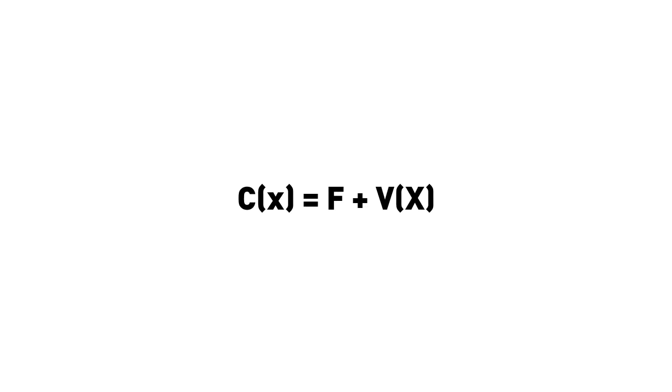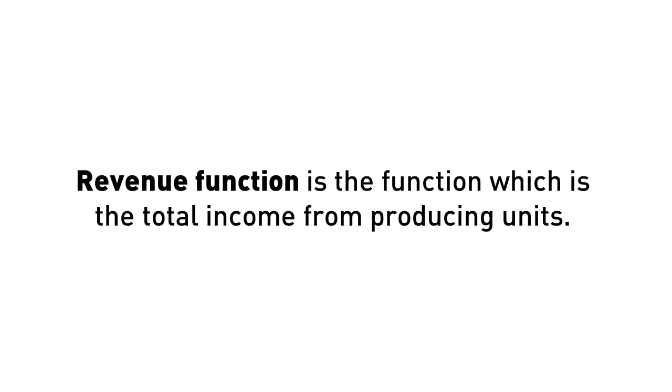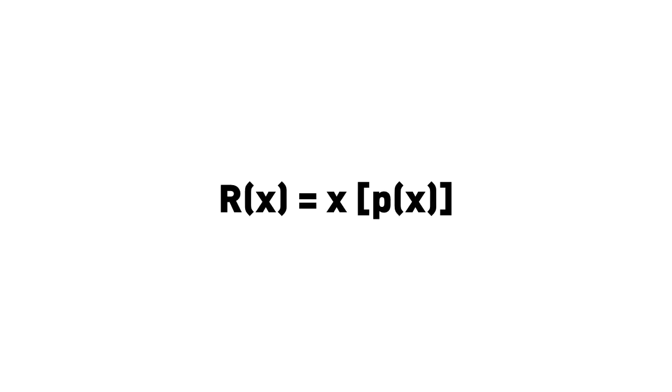And the revenue function is the total income from producing units. The total revenue is obtained by multiplying the price per unit and the number of units sold, and is expressed as R of x equals x times P of x, where x is the number of units sold, P of x is the price per unit, and R of x is the revenue function.